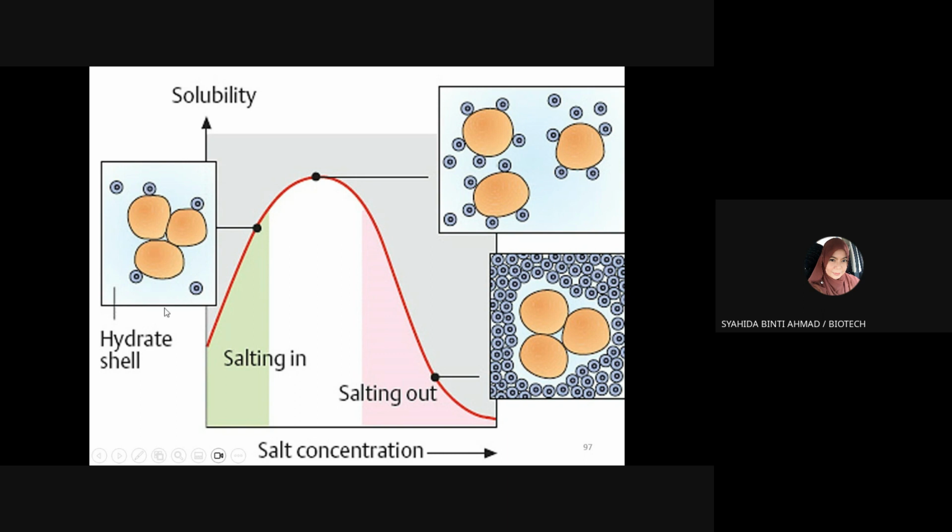When you increase the salt slowly, we call it salting in, so the protein will tend to be soluble in the water. But at a certain point, there will be a reaction between the protein and the salt, which later causes the protein to be salted out, as we call it. The salt will not be able to bind, so now the protein will precipitate.